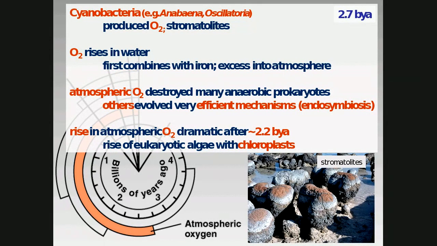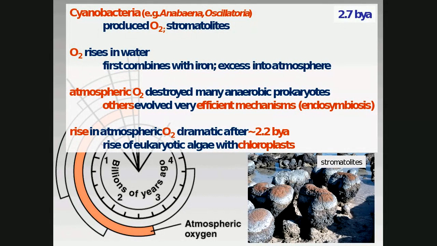Remember, oxygen actually is a bad molecule. It tears things apart. It oxidizes things. So the organisms are particularly susceptible to that. Being around atmospheric oxygen would have killed them. So a lot of these early prokaryotes would have died off. Others found a way to survive, which I'll talk about here in a couple slides, something known as endosymbiosis. Others found these really neat mechanisms by which they could survive these rising oxygen levels.